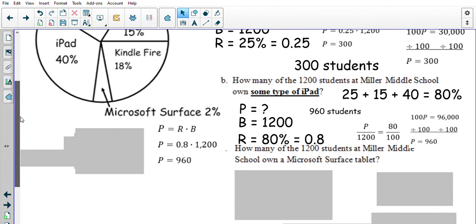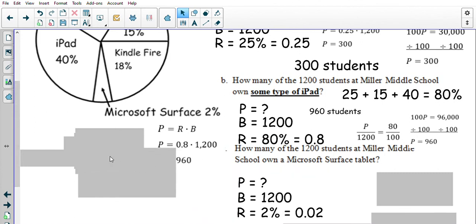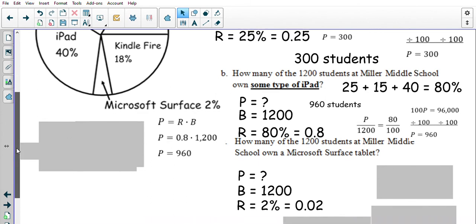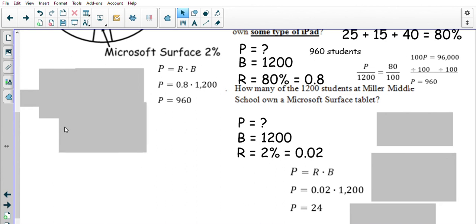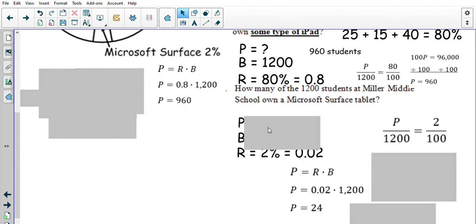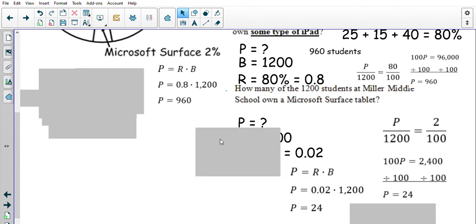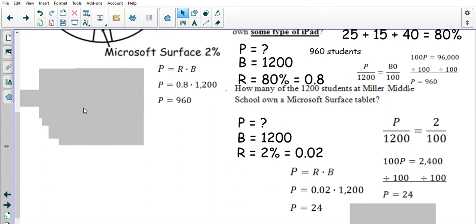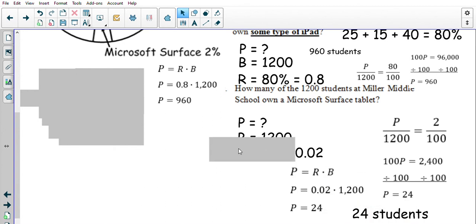How many of the 1,200 students at Miller Middle School own a Microsoft Surface tablet? So R is 2%, or 0.02. B is still 1,200. Percent equation would be P equals 0.02 times 1,200, which is 24. Percent proportion would be P over 1,200 equals 2 out of 100. We cross multiply to solve there. We're going to get 100P equals 2,400, divide by 100. We get 24 students. So either way we look at this, we're going to end up with 24 students.